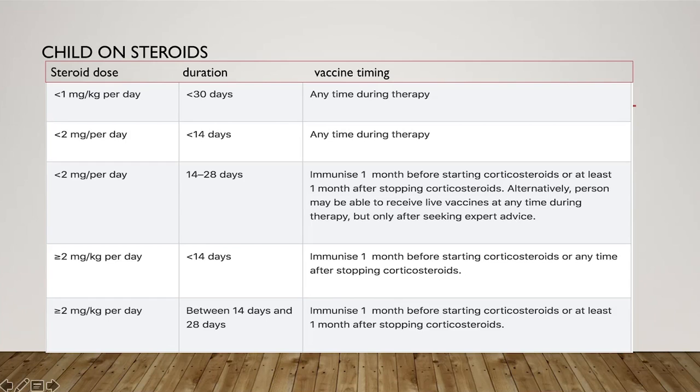In some countries, for high dose steroids, it is recommended to give live vaccines only after 3 months. Okay, so from country to country, it will change. Some countries allow only a 1 month gap, but in other countries they expect a 3 month gap after receiving high dose steroids for more than 14 days.